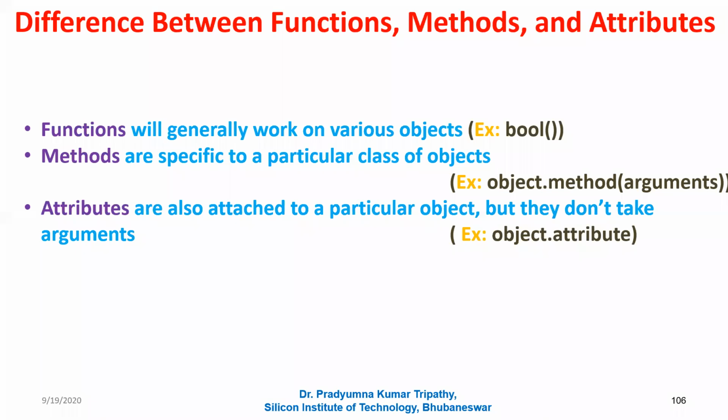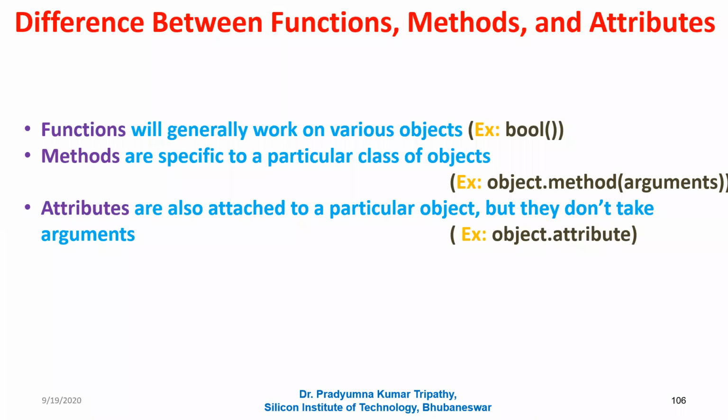Correct? So attributes are also attached to a particular object, but they don't take arguments, because methods and functions take arguments. An attribute doesn't take any argument. So this will be assigned: object dot attribute equals something. Object student1 dot roll equals 10. Student1 dot name equals Rakesh.